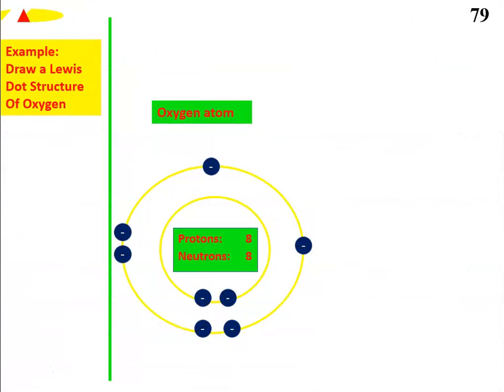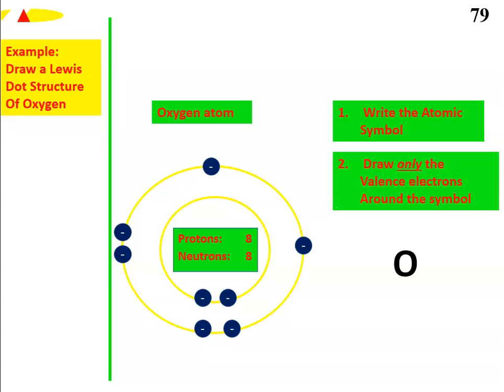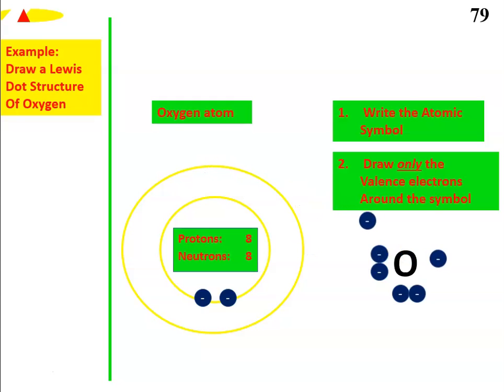All right, so here's oxygen. That's the way you would have diagrammed it, the way we did earlier in the course. So write the atomic symbol. There's an O. And now draw only the valence electrons around the symbol. So there we go. And that's the Lewis dot structure for oxygen. You notice it has those two unpaired electrons. That's the key. Those are the ones that the hydrogens bonded with to form water.